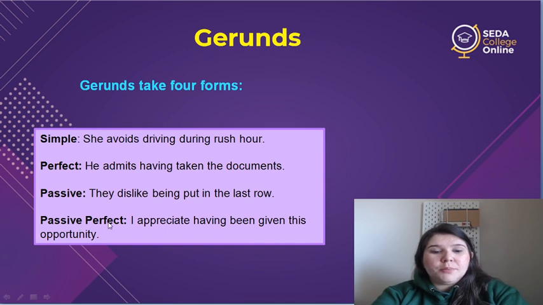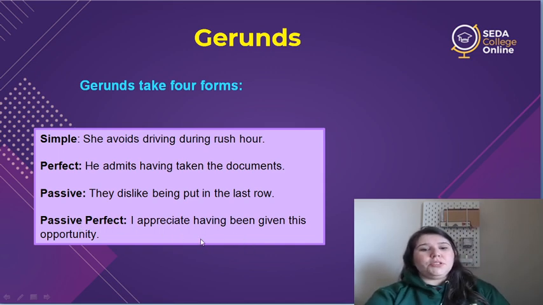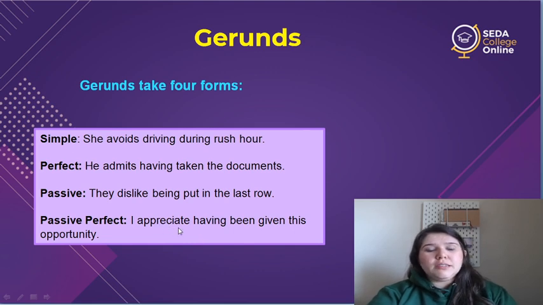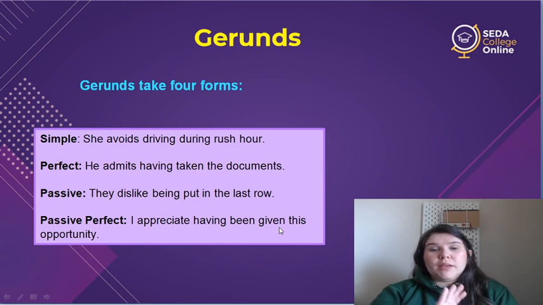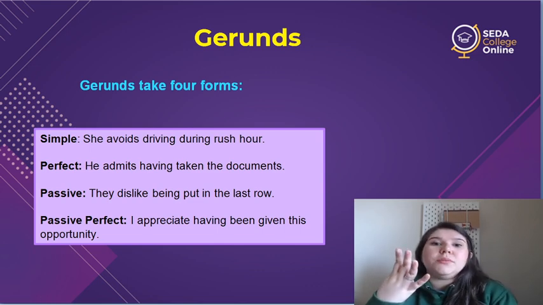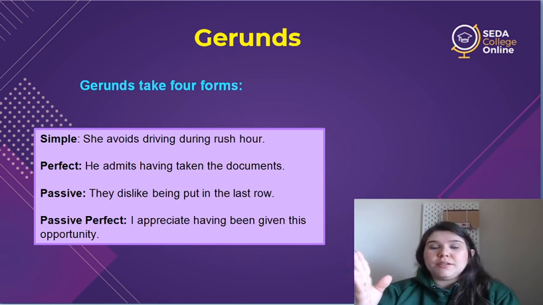And then the passive perfect: I appreciate having been given this opportunity. So appreciate is followed by -ing and then the verb to be and past participle. Okay, so these are the four forms that we usually see the gerund.